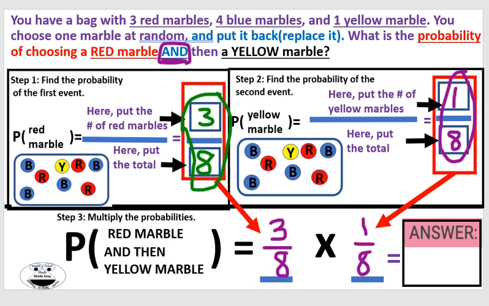Let me erase that because it does not look clear. So we can multiply using fractions or decimals. I'm going to multiply across. 3 times 1 is 3. 8 times 8 is 64.